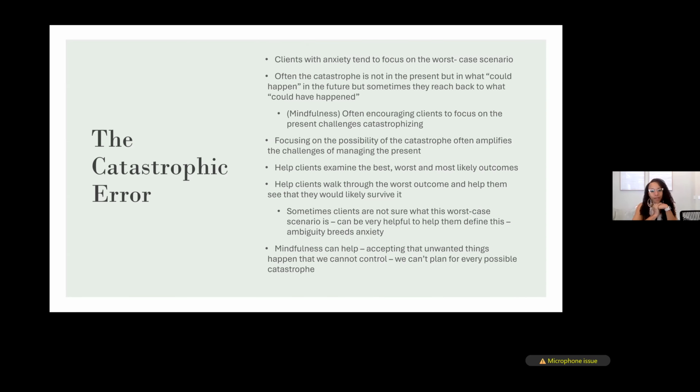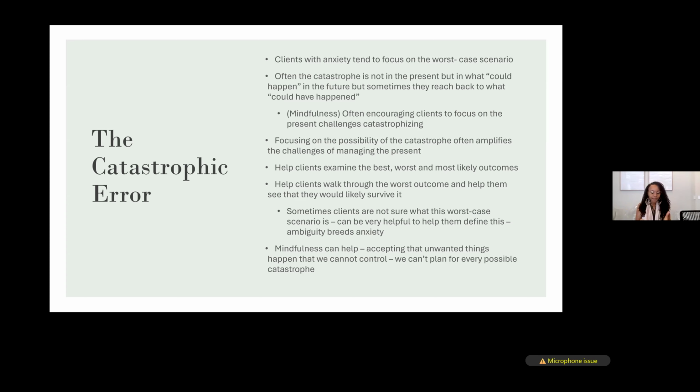The catastrophic error. So not only do clients with anxiety overestimate the likelihood that something will happen, but they also maximize or amplify the potential impact of a certain situation. They often move towards worst case scenario. And so the catastrophic error is often an ineffective use of imagination. It's thinking about all of the what ifs. And what if this happens? And what if that happens?